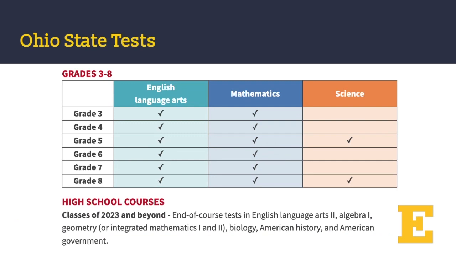When we talk about the state report card, it's important to understand when students take Ohio State tests and in what subjects. This slide represents when students take an ELA assessment, math assessment, or science assessment in grades 3 through 8. And at the high school, we have the end of course tests, which are taken in ELA 2, Algebra 1, Geometry, Biology, American History, and American Government. Each component has different measures that make up that component, but the majority of the measures come from the students taking these tests, which are primarily taken in the springtime.